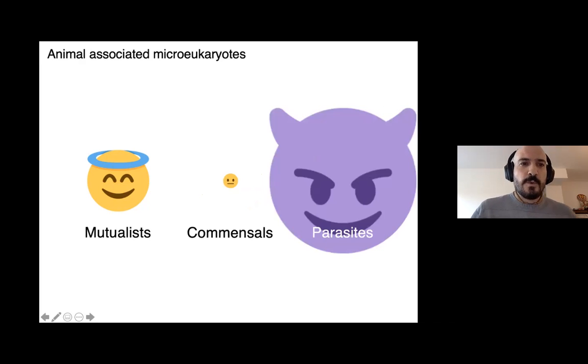Classically, the view we had in the pre-microbiome era for all types of microorganisms associated to animal hosts was that most of them were parasites. They were pathogens, they caused disease, they were essentially bad. Some of them were mutualist symbionts, one example being the zooxanthellae in corals, and just a fraction of them were considered commensals. As I said, this is the view we had pre-microbiome.